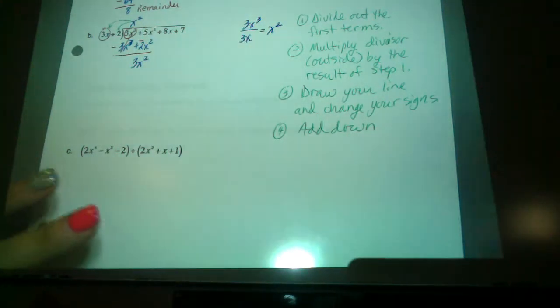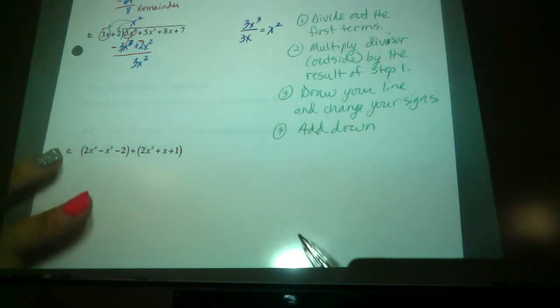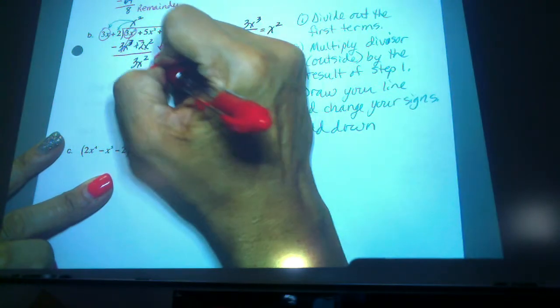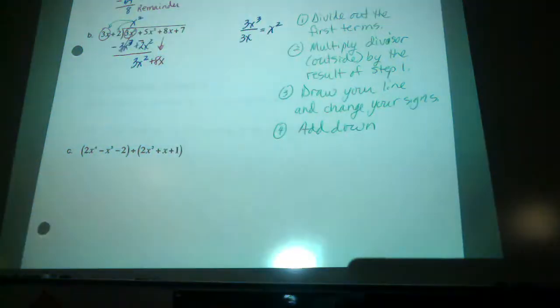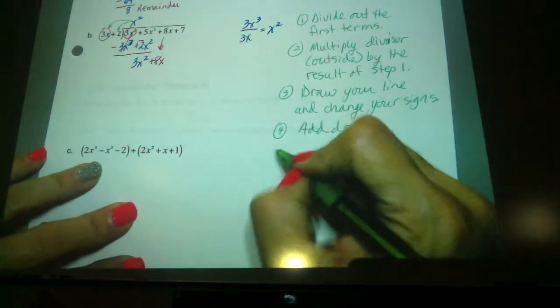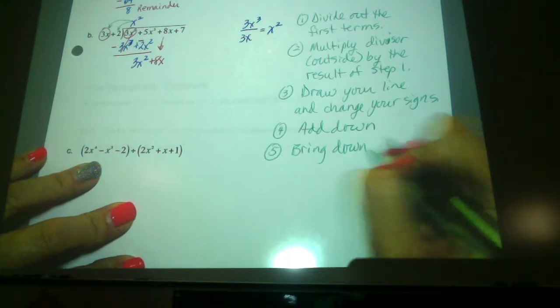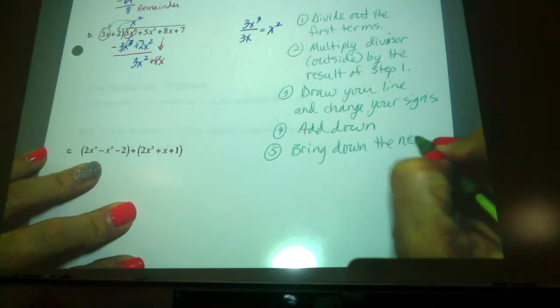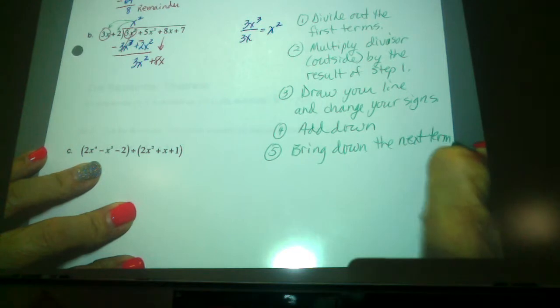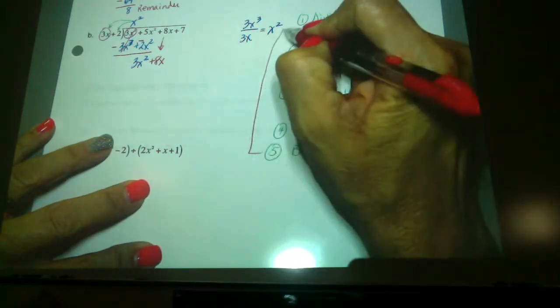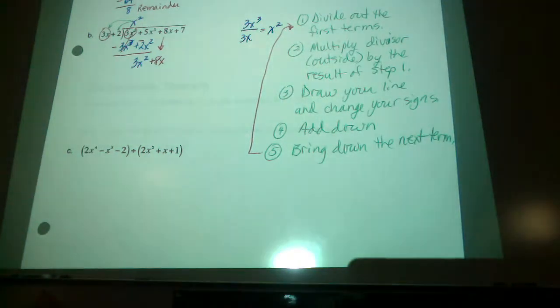Then what did we do in long division after we added down? We brought down the next term. So my next term here is the 8x, so I'm going to bring down a positive 8x. And so we need to add that at step 5. Bring down the next term. And then it just starts all over again. You just keep repeating those 5 steps.